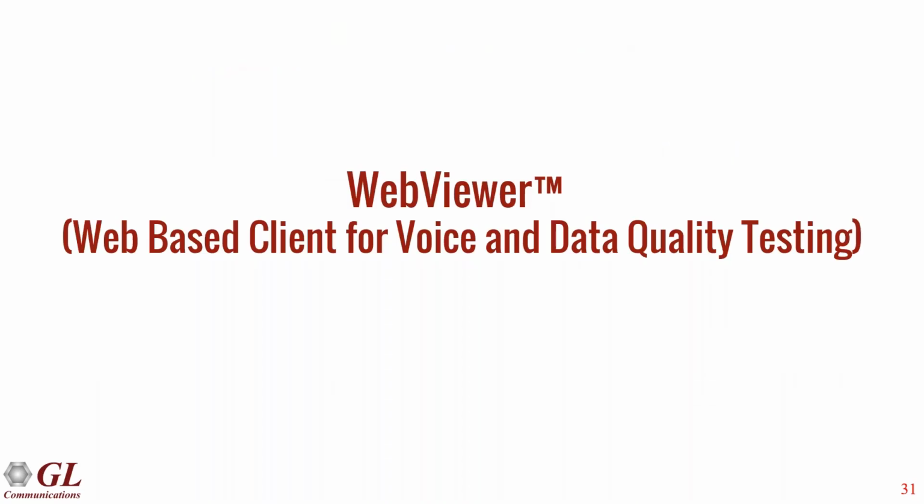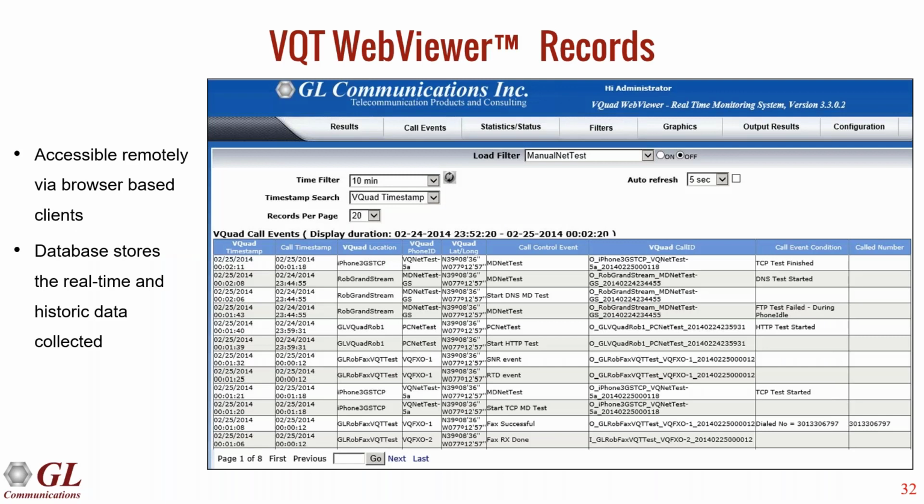Web viewer is the final piece of the puzzle. It takes the results, so the VQuad and the VQT software put all the results and all the events into a central database. You can have multiple VQuads. In fact, you can have 100 different VQuads running at different locations, all pointing to the same central location, and all putting results, events, everything into that same database. Then we use the web viewer to access the database and generate reports.